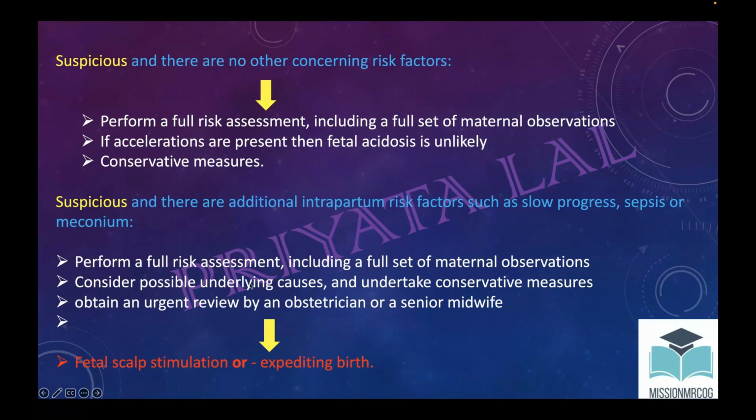And what can be done: fetal scalp stimulation or expedition of birth can be done. This is when you get suspicious. If you get a suspicious trace and no risk factor, you have to start conservative measures. If you get a suspicious trace and additional risk factors are also there, such as sepsis, slow labor and meconium, then conservative measures, review by obstetrician, or consideration for fetal scalp stimulation or expedition of birth.